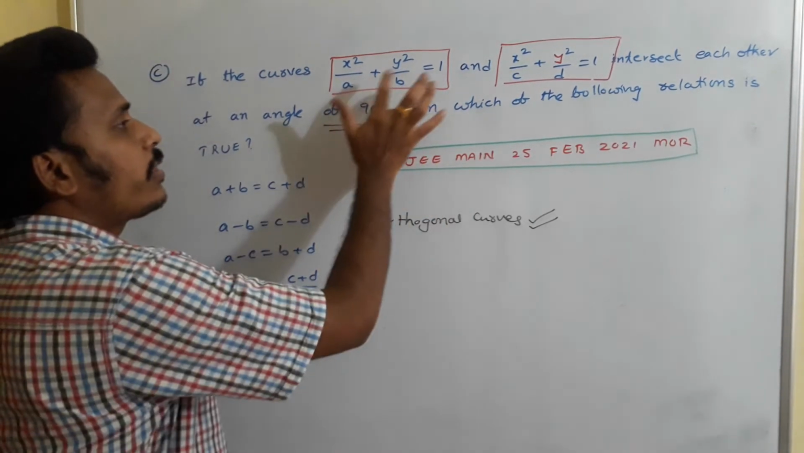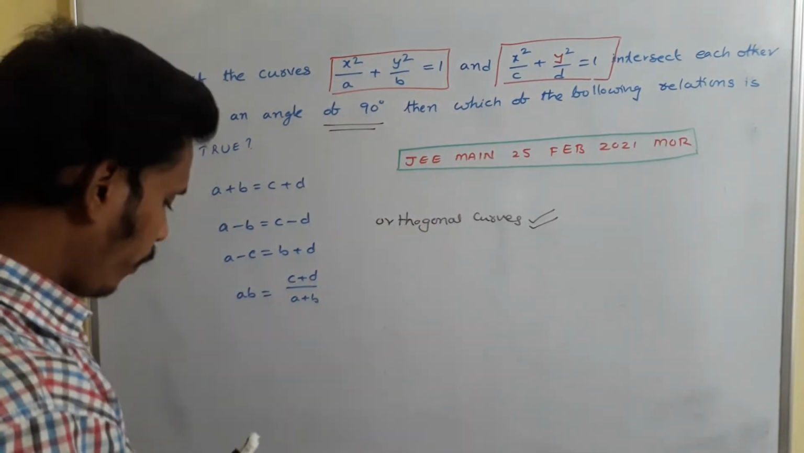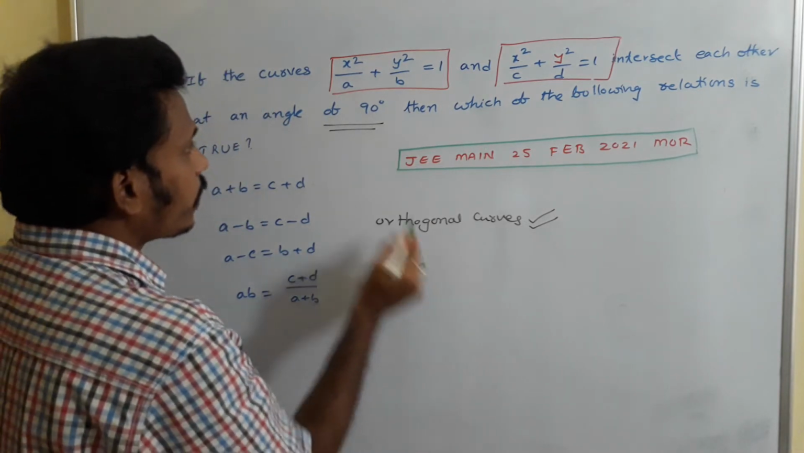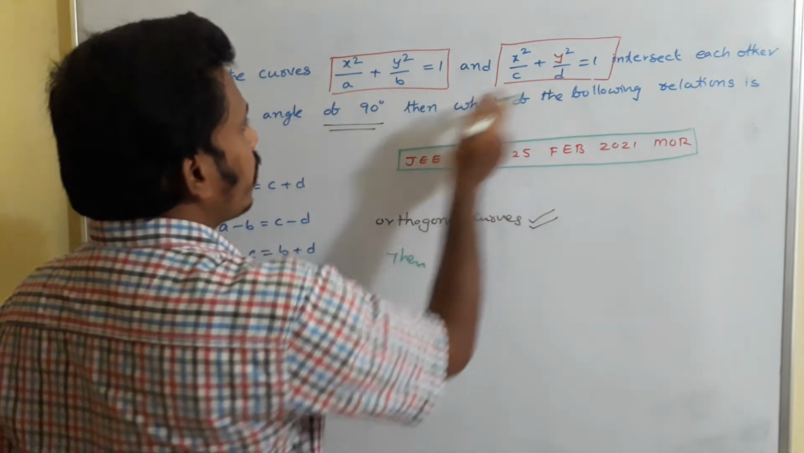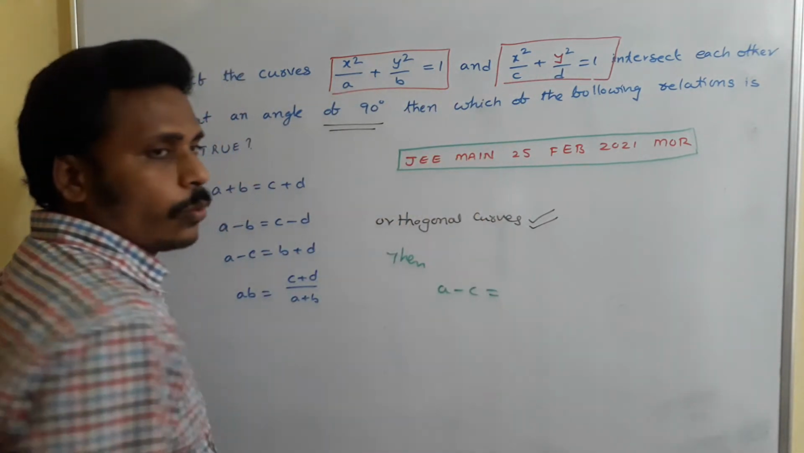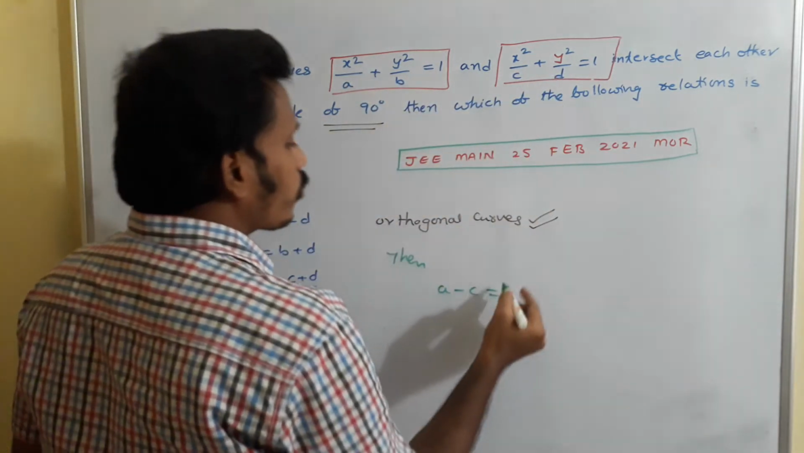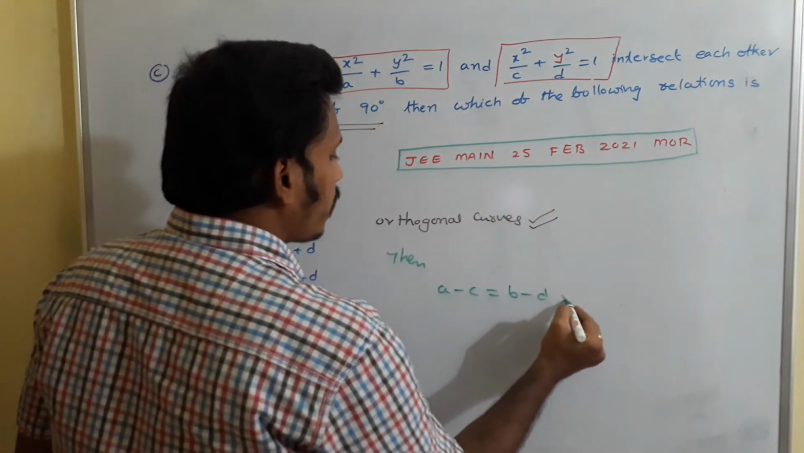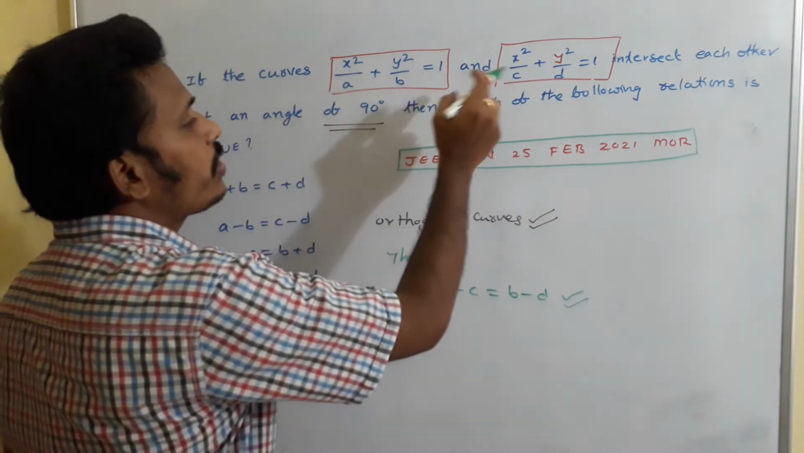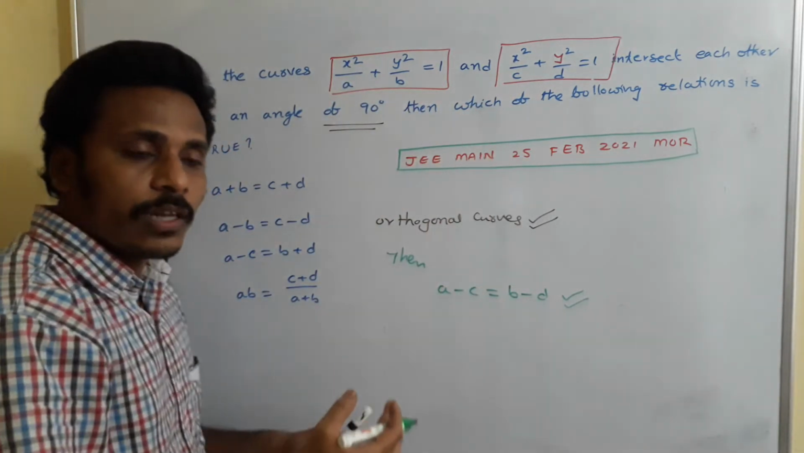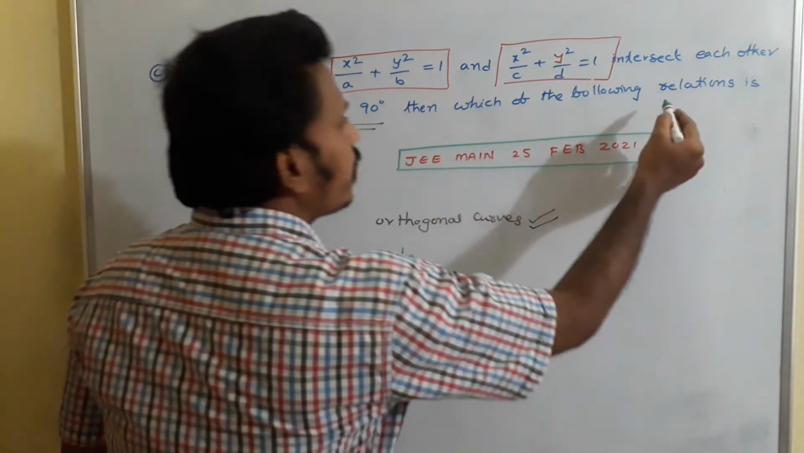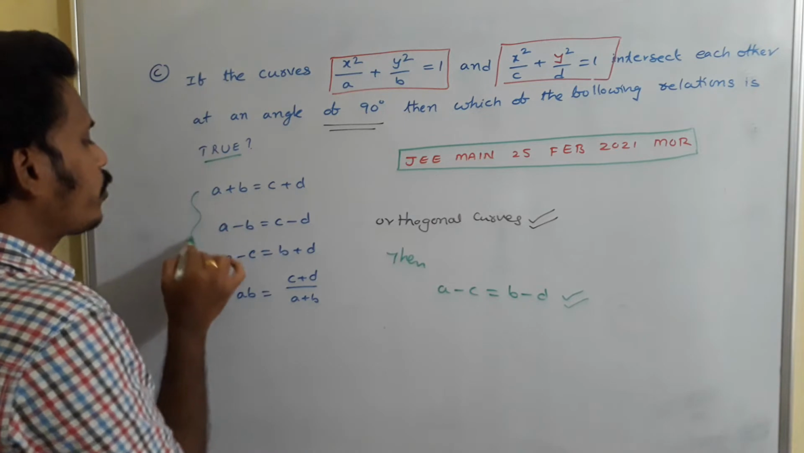If two curves like this are orthogonal, then we have a direct relation. Look at these denominators a, b and c, d. The difference of these x squares is equal to the difference of the denominators of those y squares. A minus c is equal to b minus d is the direct relation between a, b, c and d, as we discussed in our regular class.